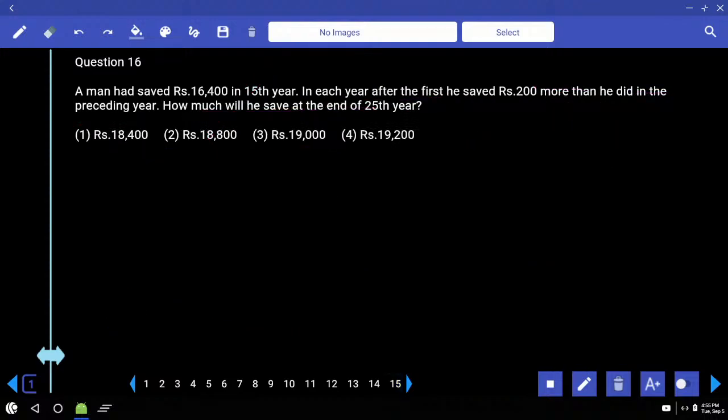Right, a man had saved 16,400 in the 15th year. In each year after the first, he saved 200 more than he did in the preceding year.